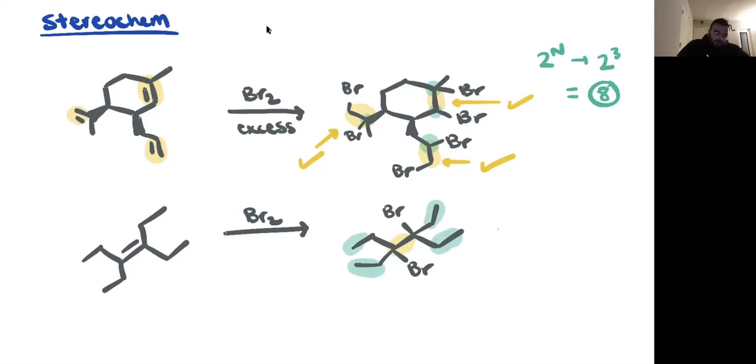So then you have 0 double bonds where you generated new stereochem, so that'll be 2 to the 0. That is just 1 stereoisomer. Okay, so just remember, if it contributes to stereochem, count it. If it doesn't contribute to stereochem, don't count it.